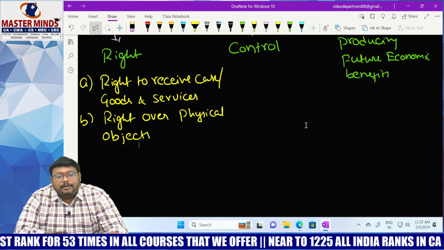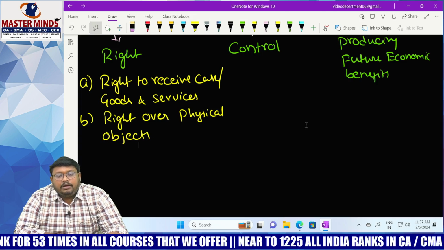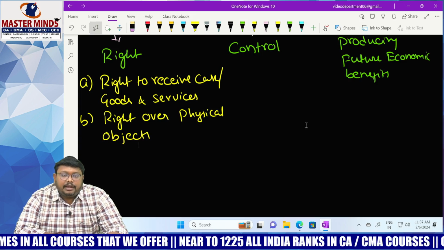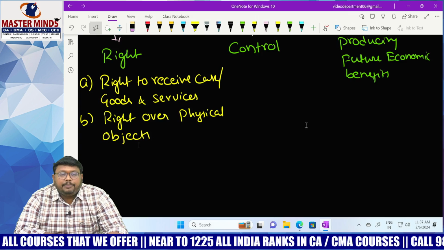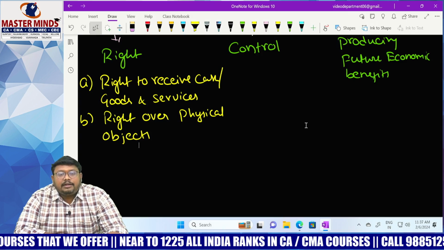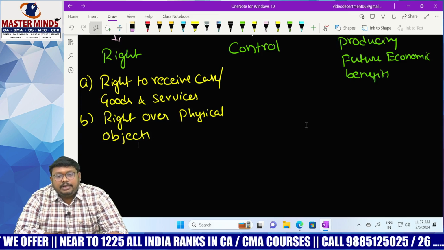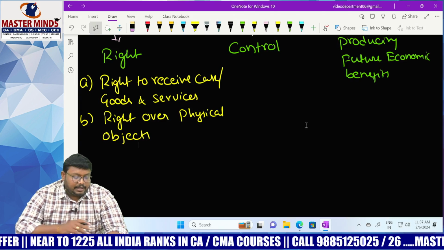Just like a company purchasing plant and machinery, or a company purchasing land and a building, they have a right over those physical objects. The company alone has the right. What rights do they have? They have the right to sell, the right to give a mortgage, or whatever. So they have all the rights.